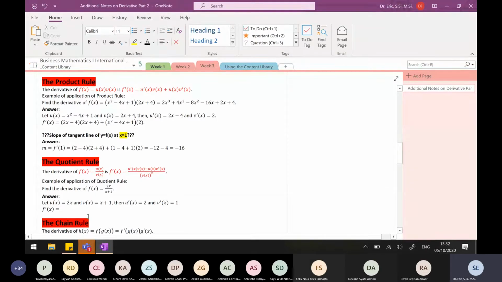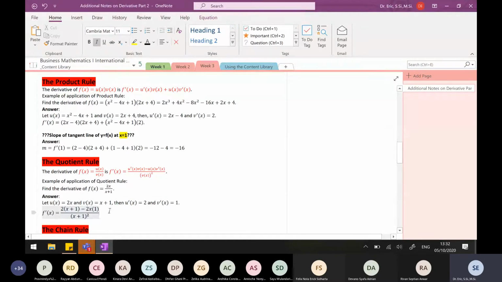Okay, yeah? So what is f prime x? F prime x is given by u prime x. What is u prime? U prime x is 2. And what is v(x)? v(x) is x plus 1. Minus, don't forget this is minus because this is a quotient, u divided by v: u v prime, u is 2x, times v prime is 1, times 1. Divided by v(x) squared, x plus 1 squared.